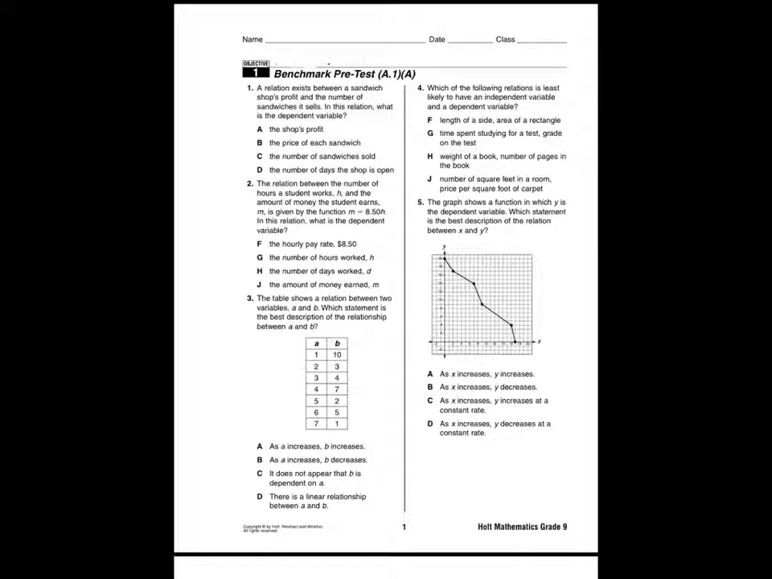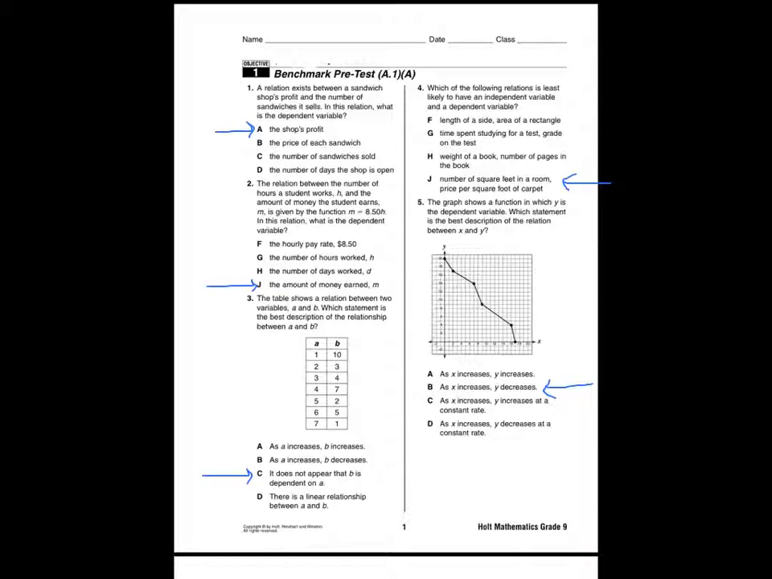The correct answer for number 1 is A. The correct answer for number 2 was J. The correct answer for number 3 was C. The correct answer for number 4 was J. And the correct answer for number 5 was B. So what I'm going to do now is go through these problems and talk to you about some things and bring them to your attention.